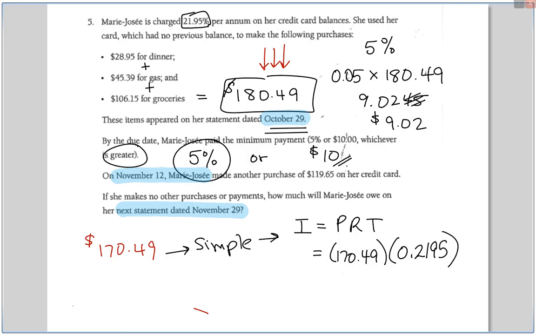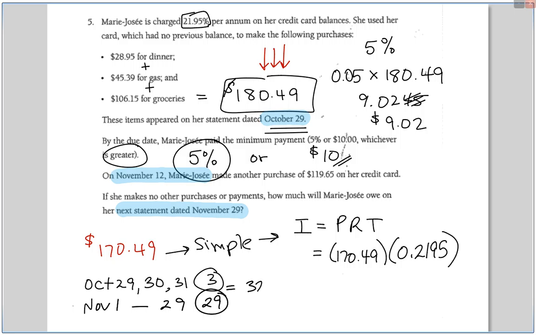It's 29, 30, 31. And I always go to the next month. So you have October 29, 30th. Is there 31 days in October? So there's 3 days right there. And then you got to go November 1 to November 29. How many days is that? 29 days. Add those up for 32 days. So she's got to pay interest on this 170 bucks for 32 days.